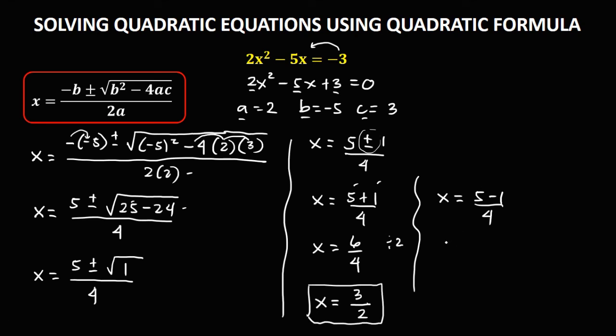Then for this equation, we have x equals 5 minus 1, that's 4, then divide by 4. So x is now equal to 4 divided by 4, that's 1. So these are the solutions of this quadratic equation: x equals positive 3 over 2 and x equals positive 1.